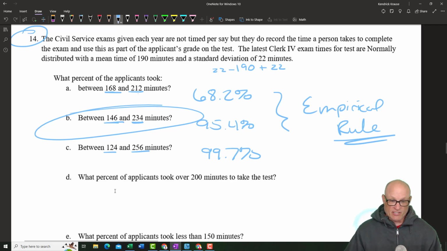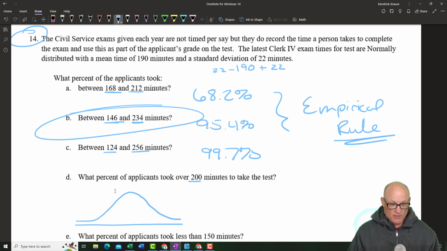So now it's a little bit different. Now it says what percent of applicants took over 200 minutes to take the test. Well, this is a little bit different. I'm going to have to draw it up. 200 minutes is right here. So what took over 200 minutes, we are going to shade to the right. Let me pause for a second. I can get my z-score table up.